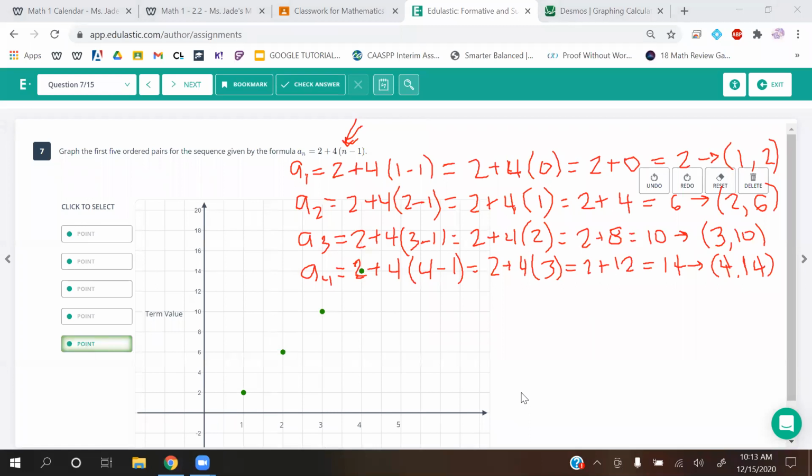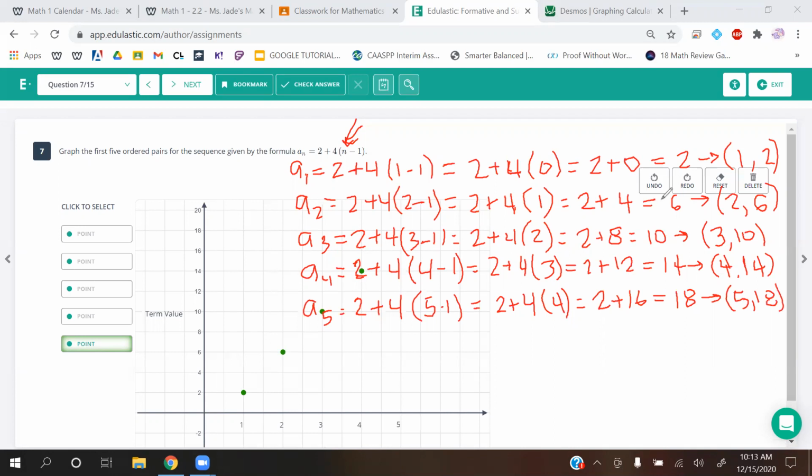And for the last one, we want the fifth term. So a sub 5 is equal to 2 plus 4, 5 minus 1, because we're plugging in the number 5 this time. So it's 2 plus 4, 5 minus 1 is 4. So it's 2 plus 4 times 4. So that's 2 plus 16, because 4 times 4 is 16. And then 2 plus 16 is 18. So then what point am I plugging in? Well, it's the fifth term. And the term was 18. So it's 5 comma 18. Now I'm going to take that point. Then it's 5 and 18. There we go. Oof, I know, a lot of writing, but we got our 5 points, and I'll give you guys a chance to tell me if you have any questions.